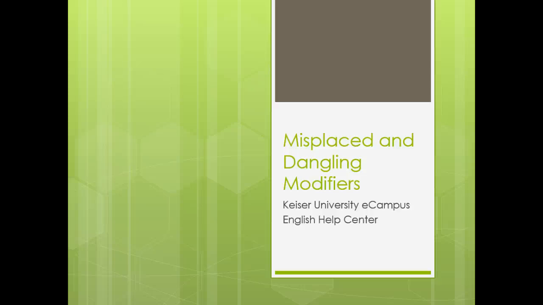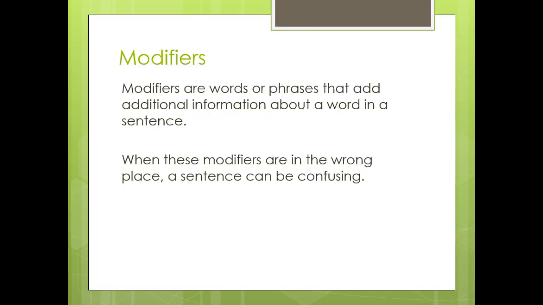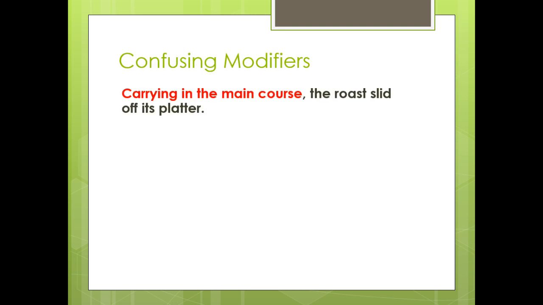This short presentation reviews misplaced and dangling modifiers. A modifier is a word or phrase that adds additional information about a word in a sentence. When modifiers are in the wrong place, a sentence can become confusing. For example, the part I've highlighted in red is the modifier.